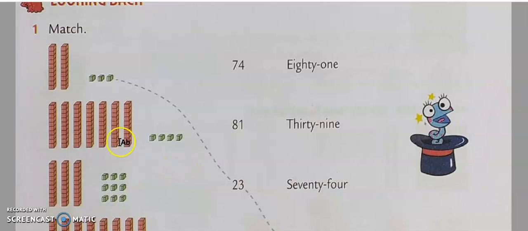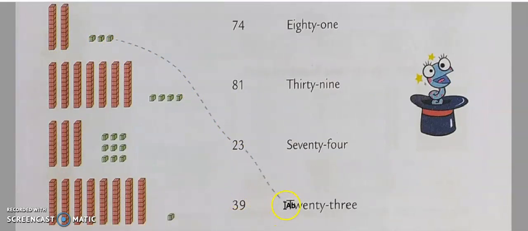So the first one is done. Here it is. This is 2 tens, which means 20, and 3 ones are there, which means 23. So we have to draw the line like this and the number name is 23.